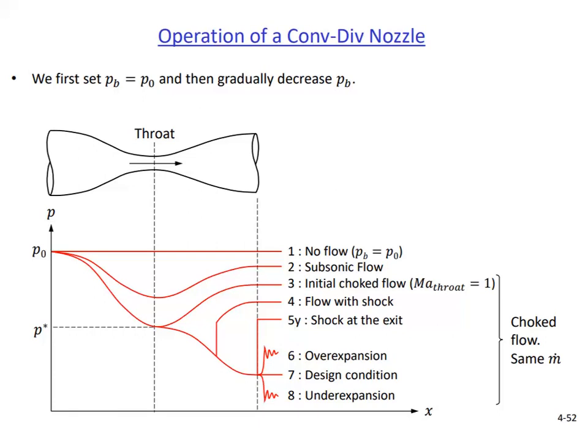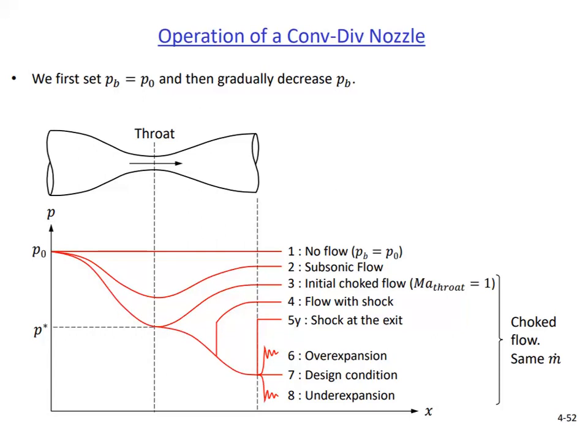If the back pressure is just a bit lower than that of case 3, then the shock will occur just after the throat. It will not be a very strong shock, meaning that the property changes across it will not be that high. But if we lower the back pressure more, the shock will move towards the exit. It will occur at a much higher Mach number, and the property changes across it will be higher. It will be a stronger shock.